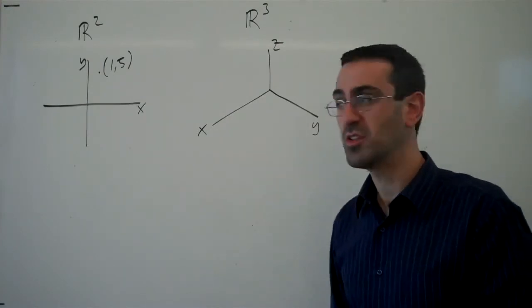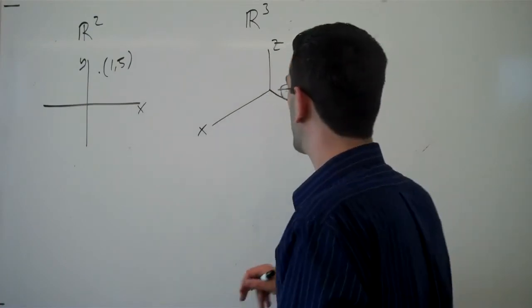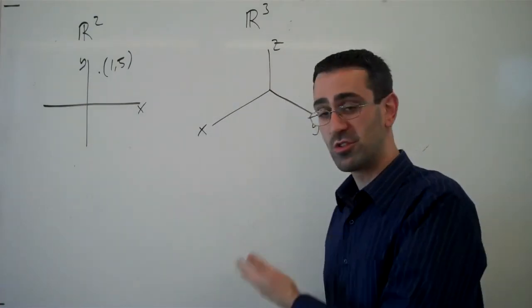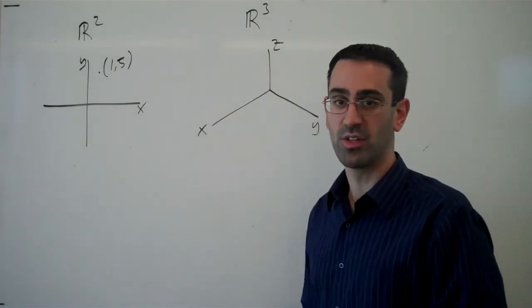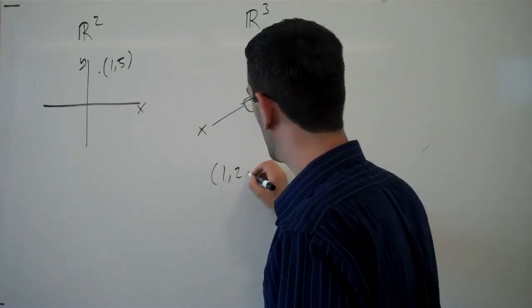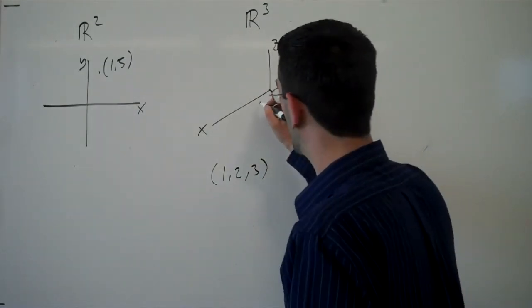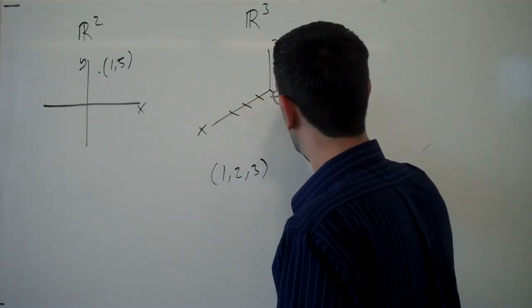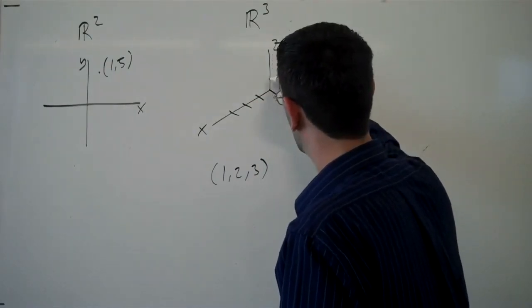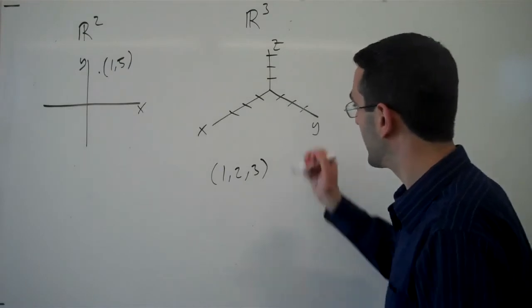And we can talk about coordinates here, just like we had the ordered pair (1, 5) there. We can talk about ordered triples, because we need 3 coordinates to represent a point. So if I had the point (1, 2, 3), for example, that would mean I need to go 1 in the x direction, 2 in the y direction, and 3 in the z direction. So let's see how that works.